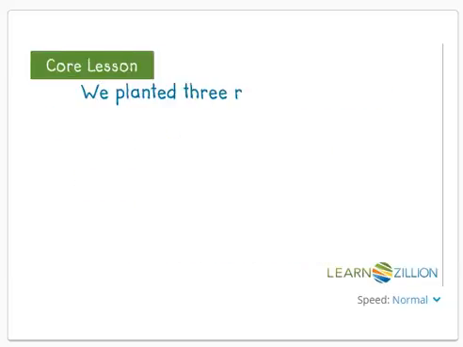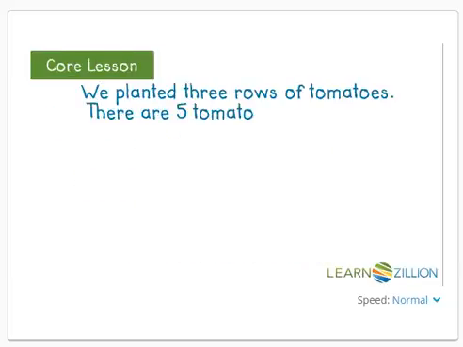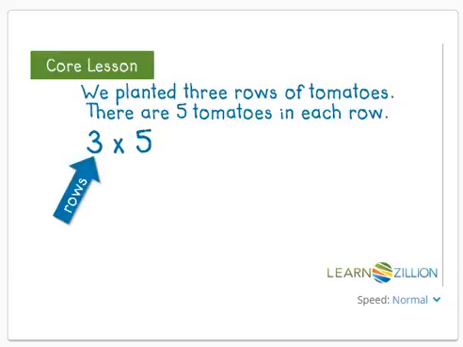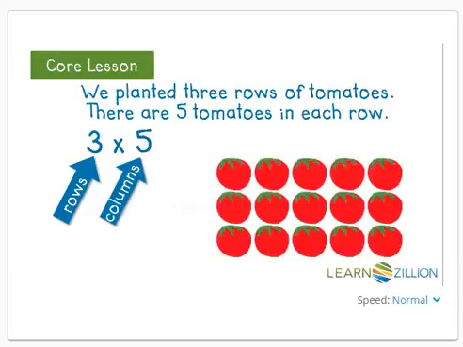Here's a correct story to go with the tomato array. We planted 3 rows of tomatoes. There are 5 tomatoes in each row. 3 times 5, 3 rows and 5 columns. Here's our array with 3 rows and 5 columns of tomatoes.